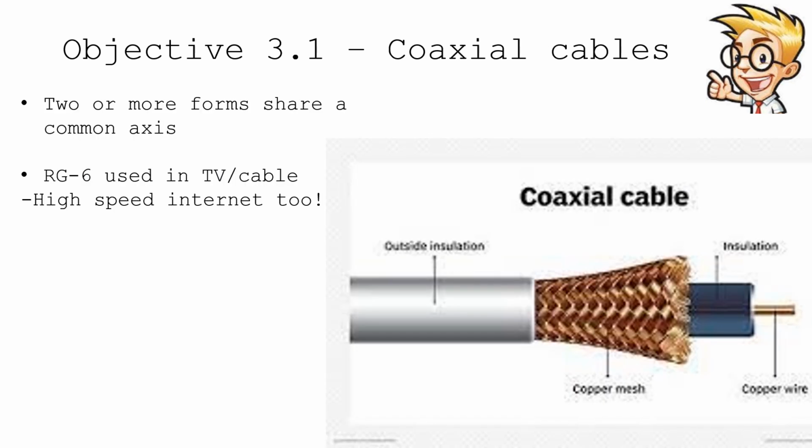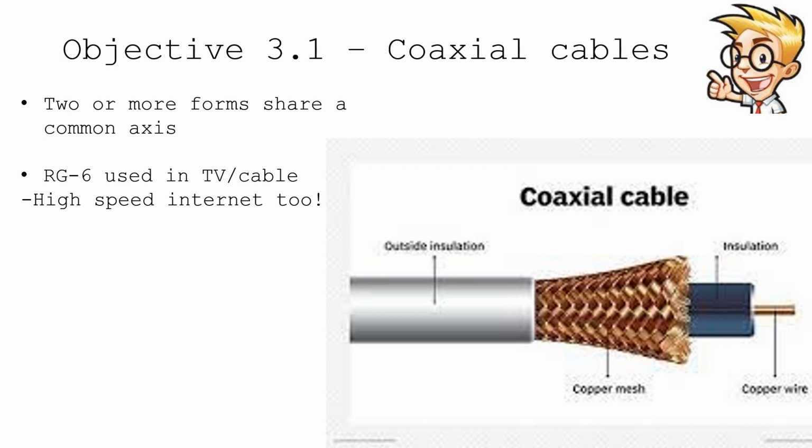Okay. Coaxial cables. Another type of cable we commonly use, especially with cable modems, is a coaxial cable. Coaxial means that there are 2 or more forms that share a common axis. And that's certainly the case here. You can see the wire conductor is all one single conductor running the length of that coaxial cable.